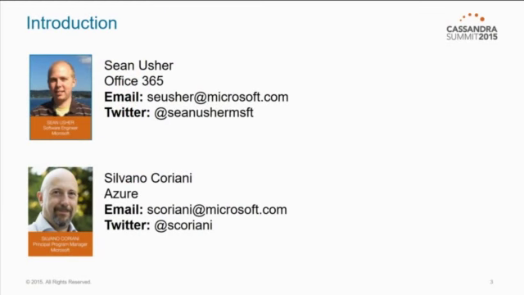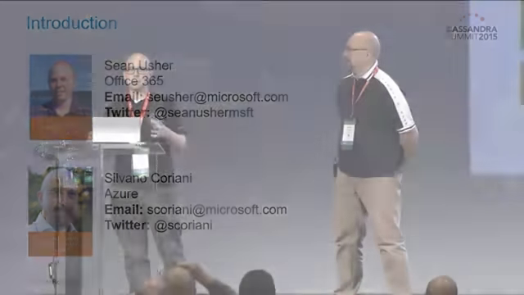So my name is Sean Usher. I'm a senior software engineer in Office 365. Contact information is there. My team really focuses on currently running Cassandra for other teams in Office, as well as building platforms on top of Cassandra so that we can understand our customers better. And this is Silvano Coriani. He is a principal program manager in Azure, and he'll talk more about himself when he tells you how you can build it.